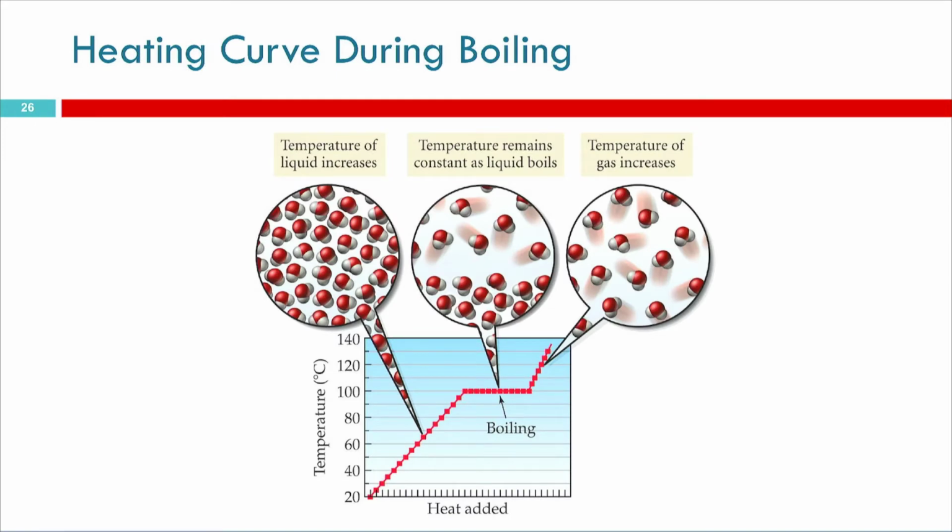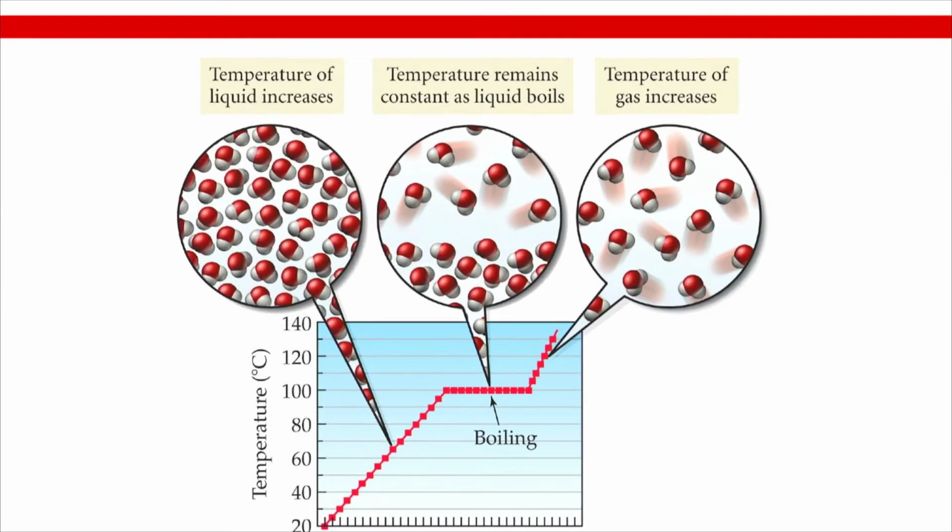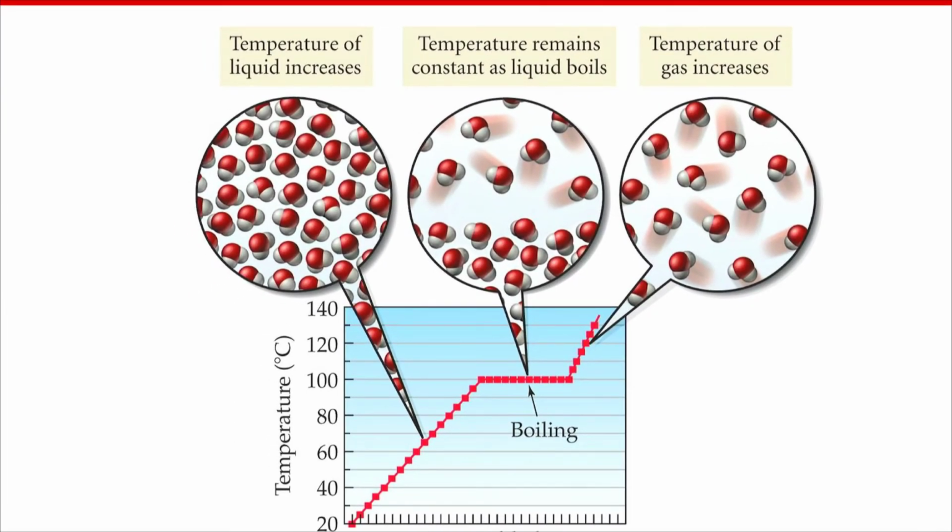So this is an example of our heating curve during boiling. We have temperature of the liquid increasing up to the boiling point, and then it boils until all of the liquid is gone. And as soon as all the liquid's gone, that temperature is going to shoot right back up again.